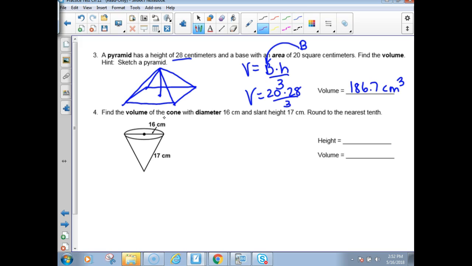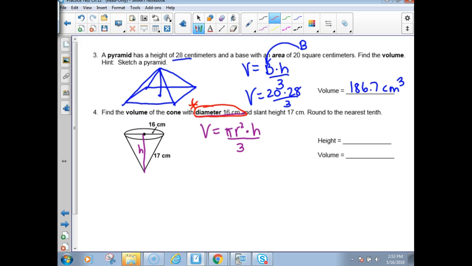Find the volume of the cone. Volume of a cone on your formula sheet is pi r squared times the height. Area of the base, again, is pi r squared because it's a circle. And then you divide by 3. But this one doesn't have the height on it. So we're going to have to figure that out. And then it says that the diameter is 16. So careful. It looks like they're pointing at the radius, doesn't it? So you really want to make sure you read the question, okay?